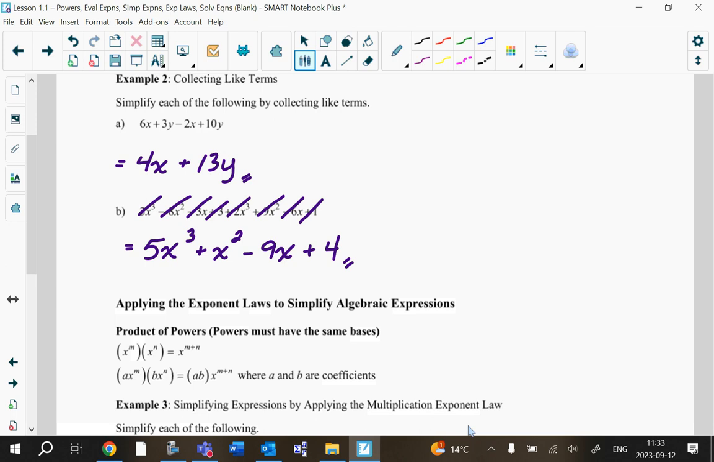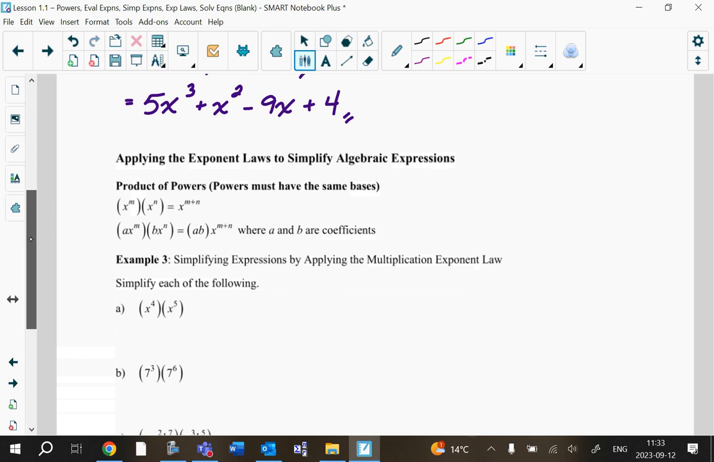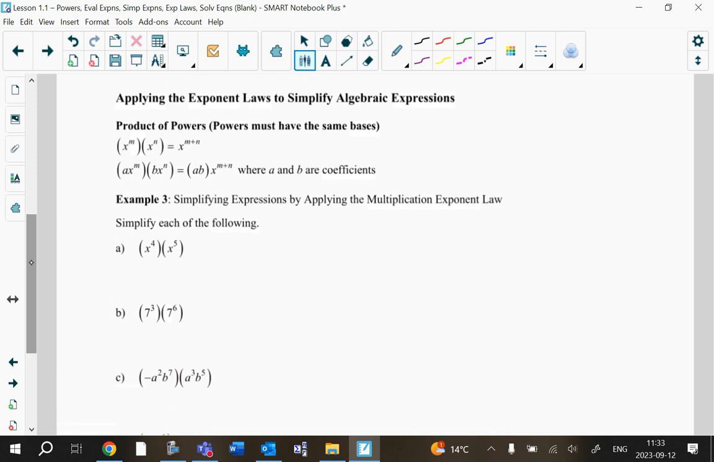Okay, so that's adding and subtracting with and without exponents. But what happens if we start multiplying and dividing? Well, let's start with multiplying first. You can multiply two powers together that have different exponents. Do you remember how to do it? And what happens to the base? Stays the same. So for this one, we would get x to the 9.